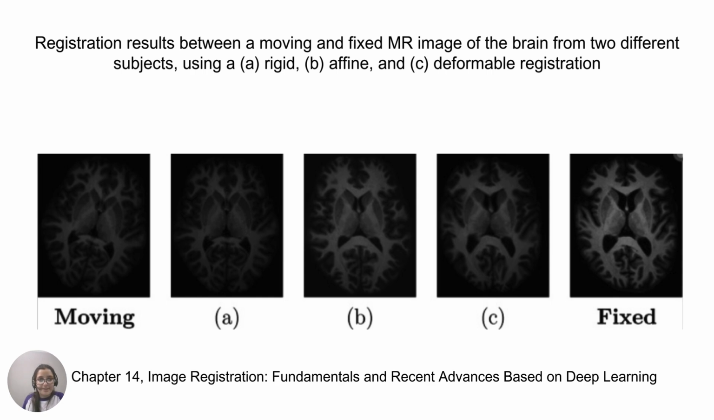Here you can see the registration results of a moving and fixed MR image of the brain from two different subjects using the rigid transformation. This is the affine transformation. This is the deformable registration.